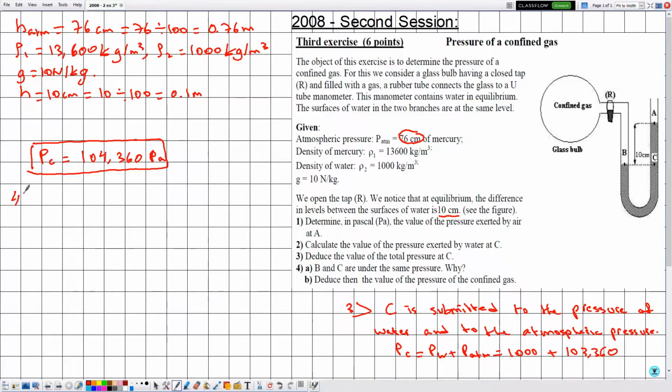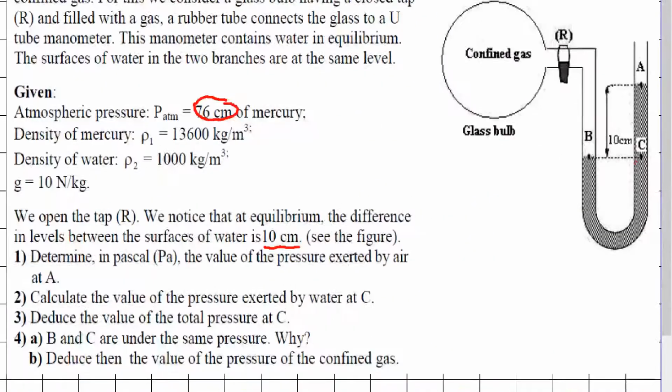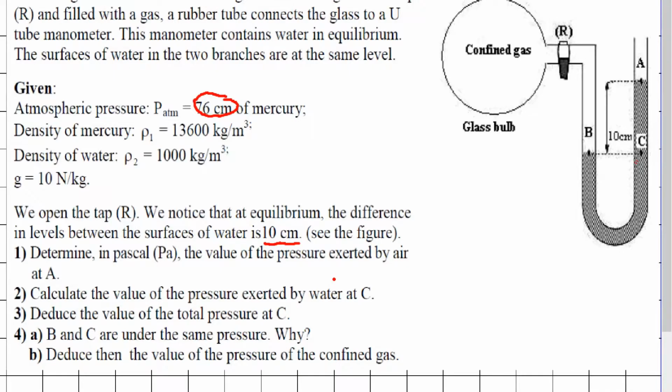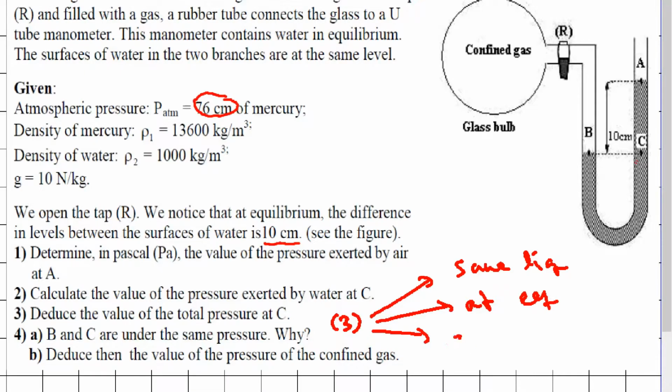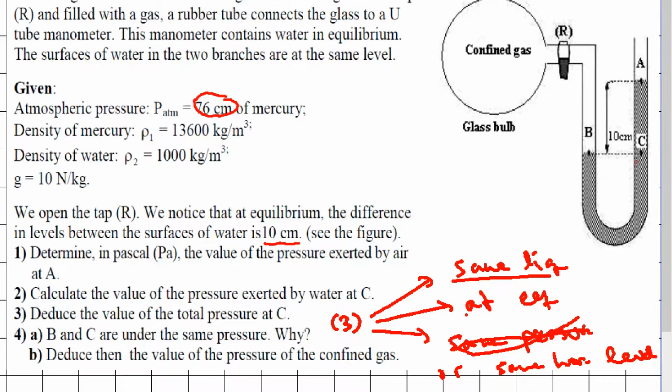Now as for number 4, part A, B and C are under the same pressure. Why? All such type of questions are answered using the rule of 3, which is given by same liquid at equilibrium, and either we say same pressure or same horizontal level. Since we are interested in justifying why they have the same pressure, we will eliminate this, and our answer will be they are in the same liquid at equilibrium and in the same horizontal level.